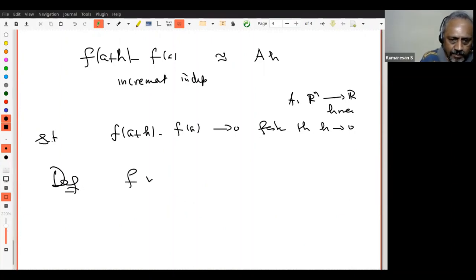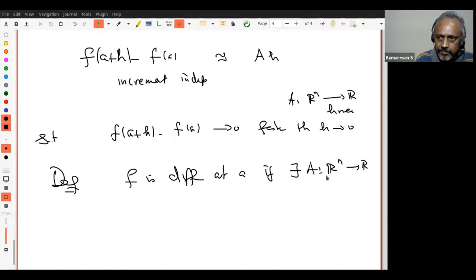Definition: F is differentiable at A if there exists a linear map from Rn to R. See, in the R2 case, what did we say? There exist two real numbers alpha, beta. Here I am going to say there is a linear map Rn to R.